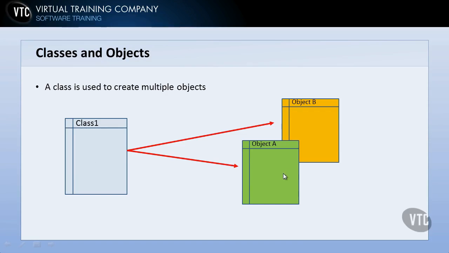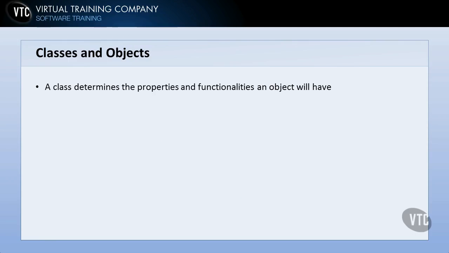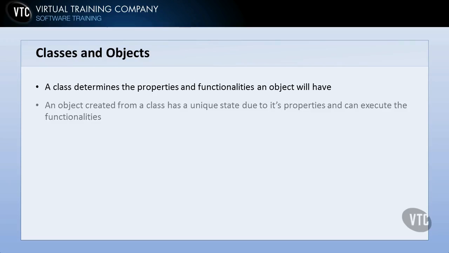But we're going to build a class and then we're going to instantiate or create objects in memory out there from that particular class. Now, a class determines the properties and the functionalities or the methods an object will have, and an object created from a class has a unique state due to the properties that it contains and the various functionalities it can execute.